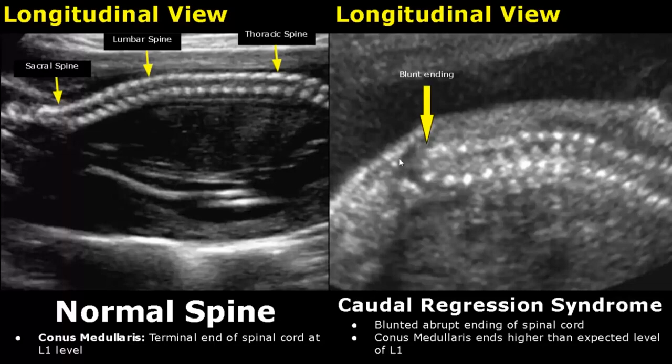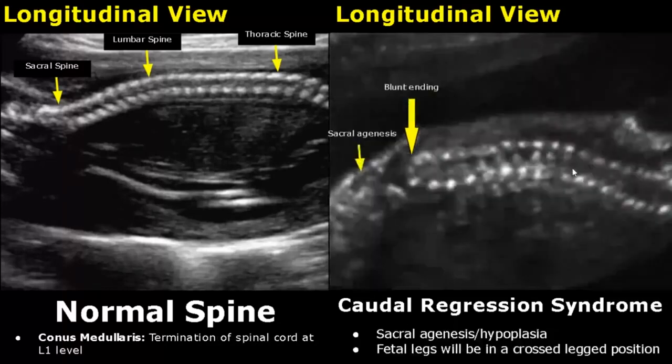Conus medullaris is a term given to the terminal end of the spinal cord. It usually ends at L1 level. But in caudal regression syndrome, the spinal cord ends much higher than L1 level.